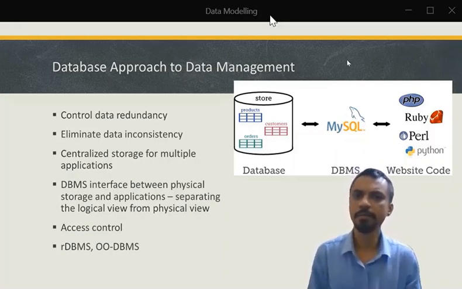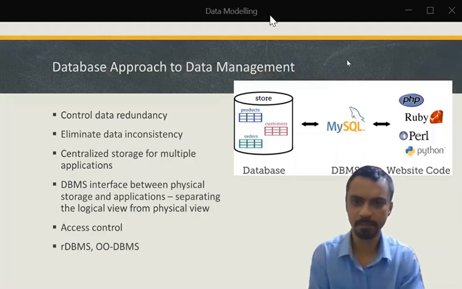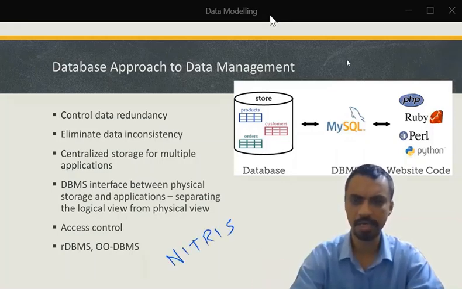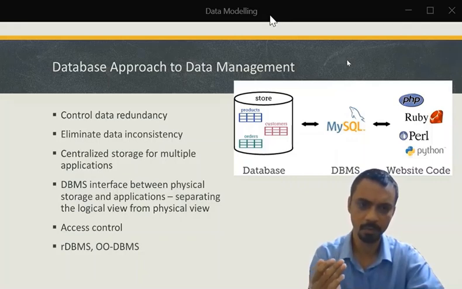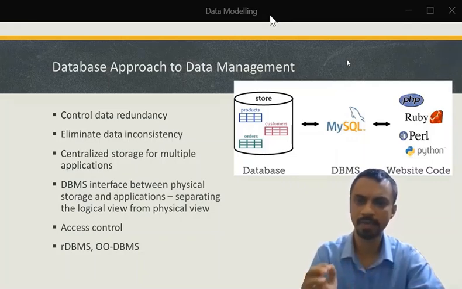Next is it eliminates data inconsistency. That means, for example, the NIT has this NITRIS, which is a centralized database. And when you take admission, it asks you to enter your address, your parental address, mobile phone, and so on.